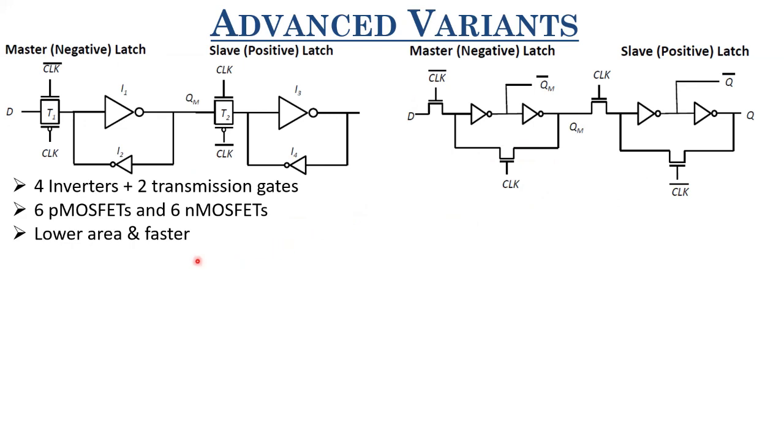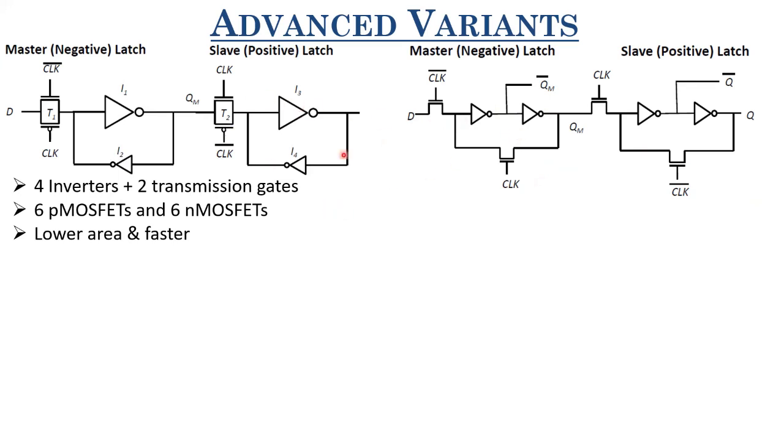Both of these implementations have a lower area and are faster. They are fast because we have reduced the transmission gate delay. Here, see how many transistors we have. Here we have four MOSFETs and then four inverters, that is 8 plus 4, 12 itself. So in both these cases, we have 12 transistors, right?